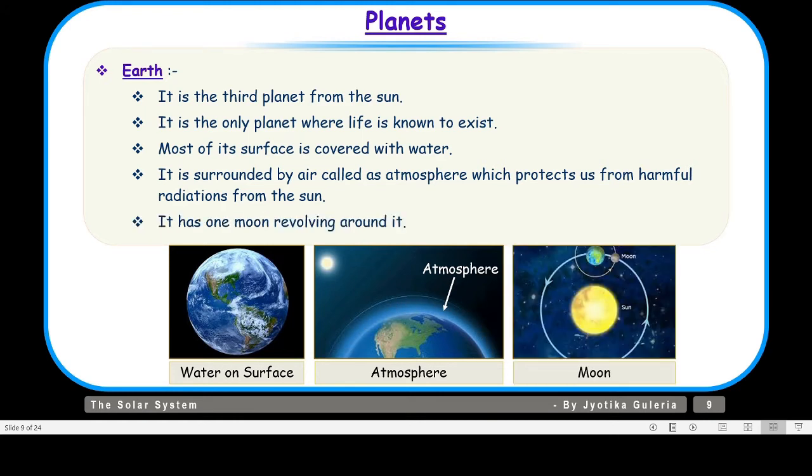If we talk about the natural satellite of earth, it has one natural satellite and we call it the moon. So you should know that the earth revolves around the sun, whereas the moon revolves around the earth in a fixed path called orbit.